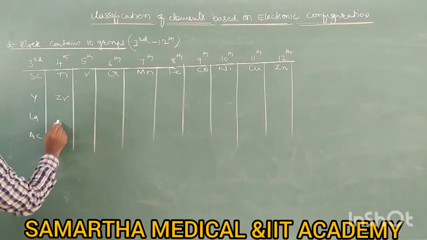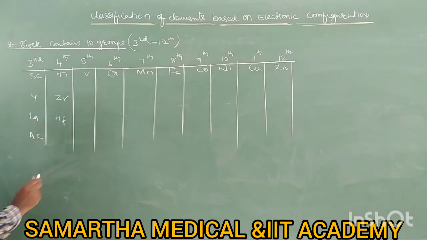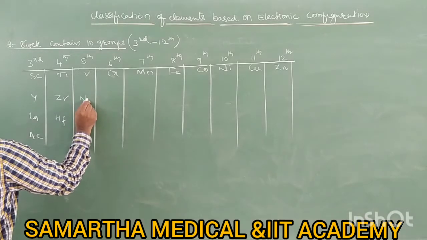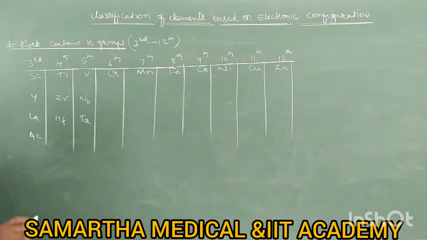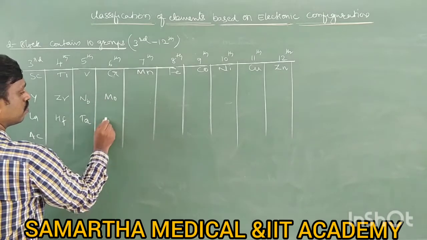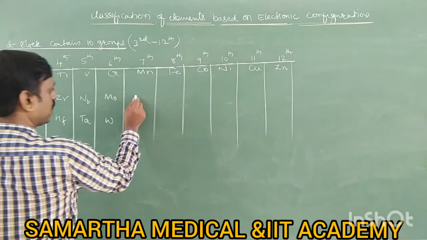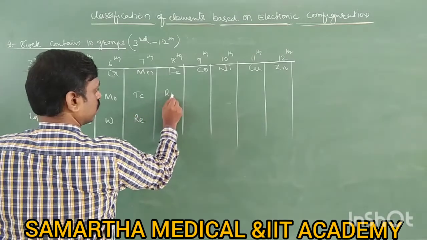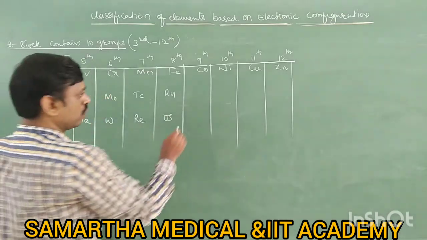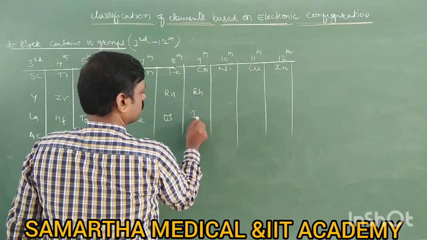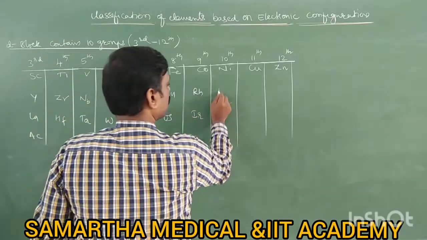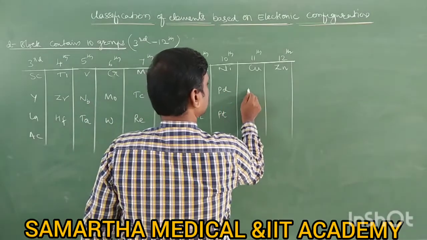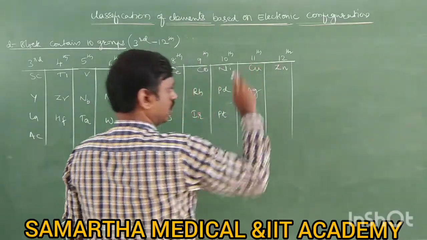Titanium, zirconium, hafnium are fourth group elements. Vanadium, niobium, tantalum. Chromium, molybdenum, tungsten. Manganese, technetium, rhenium. Iron, ruthenium, osmium. Cobalt, rhodium, iridium. Nickel, palladium, platinum. Next, copper, silver, gold. Last one, zinc, cadmium, mercury.